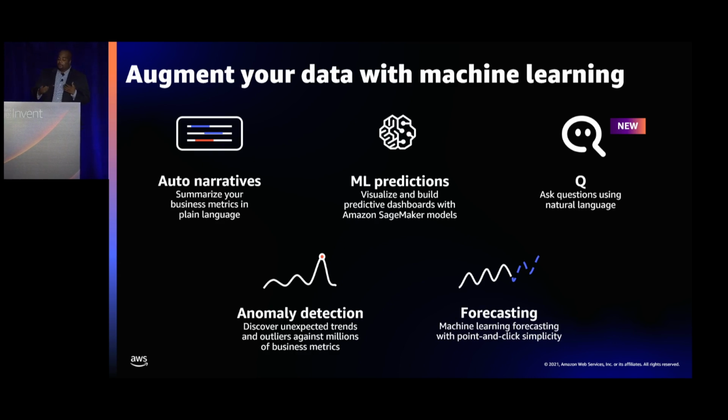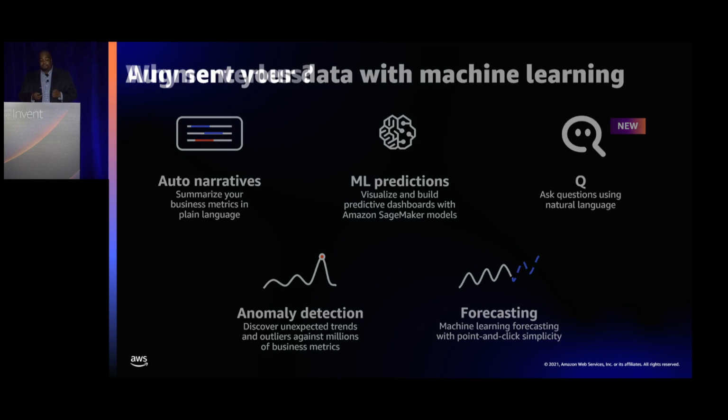And then, of course, the ML predictions with SageMaker, as we talked about, the ability to do churn analysis and bring your own algorithms in, but also the natural language query capabilities.